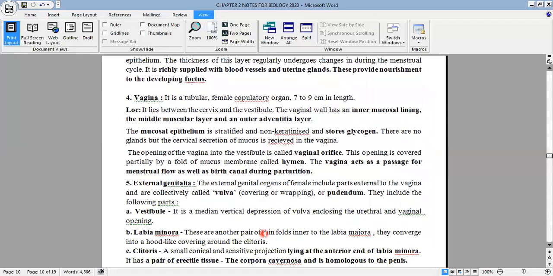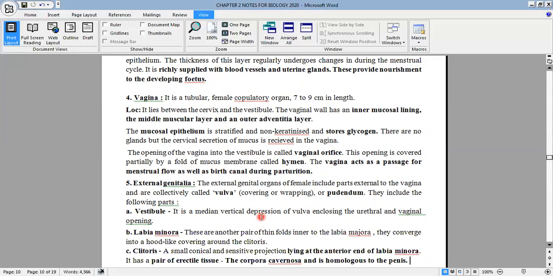The fourth part is the vagina. Vagina is a tubular female copulatory organ. Now, the penis is the male copulatory organ and the vagina is the female copulatory organ. The vagina is located between the cervix and the vestibule. This vestibule is part of the vulva which comes under external genitalia. The vaginal wall has an inner mucosal lining, a middle muscular lining and an outer adventitia lining. That is, internally it shows a lining of mucus, in the center there are muscles, and outside there is the adventitial layer, that is the epithelial layer.